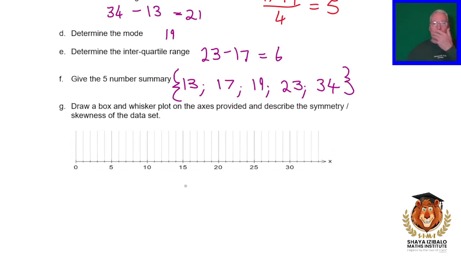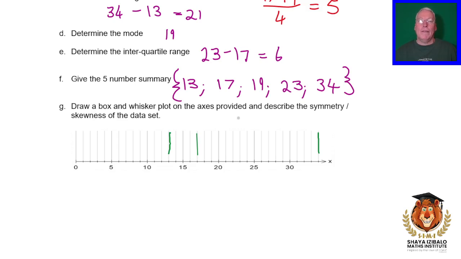Okay, and then lastly, we're going to draw a box and whisker. So the smallest number is 13. There's 10, 11, 12, 13. So that's going to be our left-hand whisker over there. Our biggest number is 34. 1, 2, 3, 4. Okay. I don't want an arrow on the end of that. All right. And then our box starts at 17. So there's 16, 17. So let's do that.